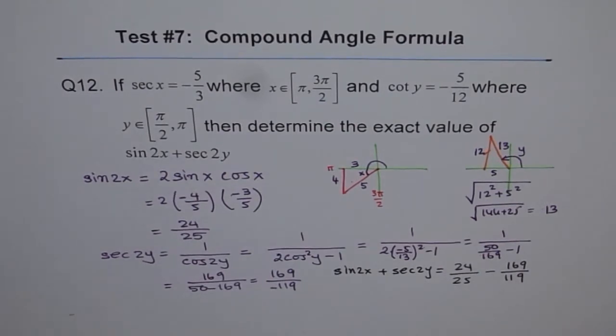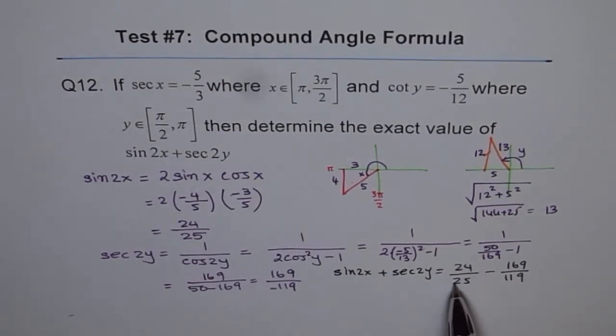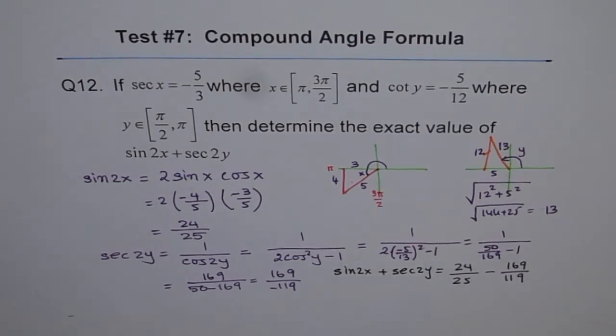Now you can do this addition, subtraction of fractions and get your answer, right? The denominator is 25 times 119, and the numerator is 24 times 119 minus 25 times 169, correct? And then write down your answer. Okay, do the final calculation and get your answer. So that is your question 12 of the test paper, and that's a good amount of hint to solve it. I hope you get it. Thank you.